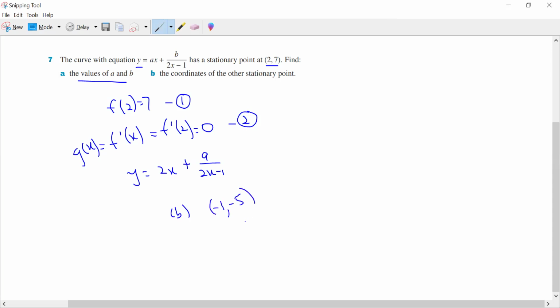And that's it. Using the calculator to solve simultaneous equations, and then finding the other stationary points using the calculator.